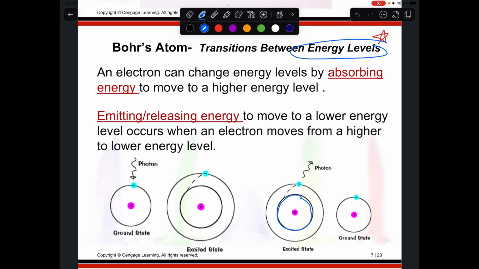So the transition between, remember, energy levels, that term energy levels, we are also going to be calling energy shells. Each of these rings around here are going to be called energy levels. And there's a lot of new terms in this chapter, so make sure you're keeping those straight. But we're going to talk about how electrons move in the atom. An electron can change energy levels, and those are the shells, by absorbing energy. And they absorb energy in the form of a photon.